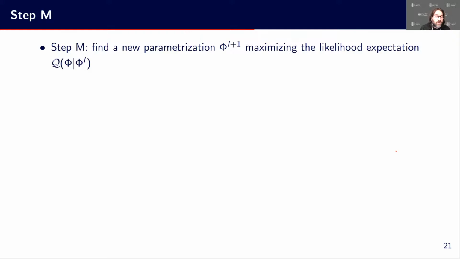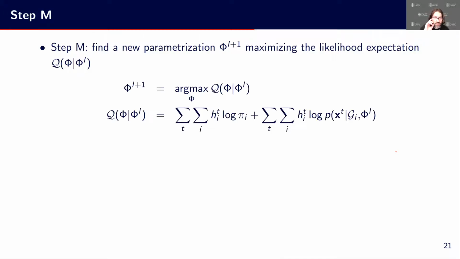So now we are looking at the M step. The M step means finding a new parameterization for step l+1, maximizing the expected log-likelihood that we currently have. So let's say that the best configuration is the one that is maximizing the function Q that we are developing there.